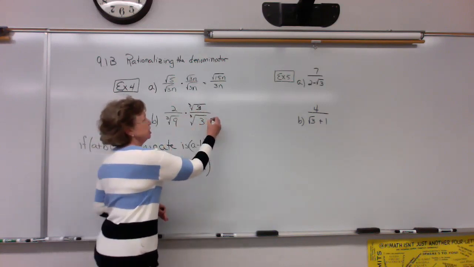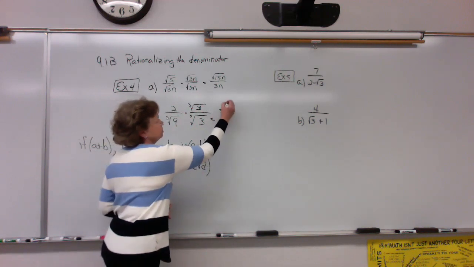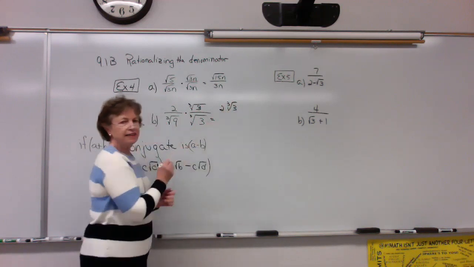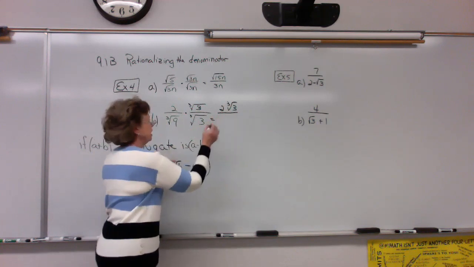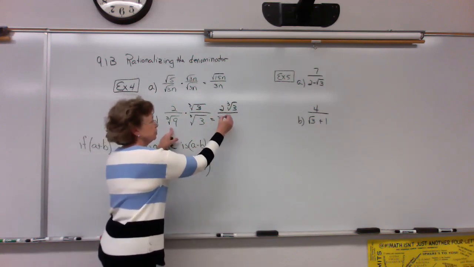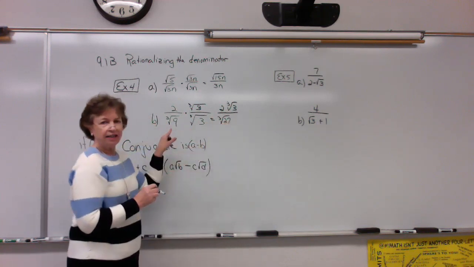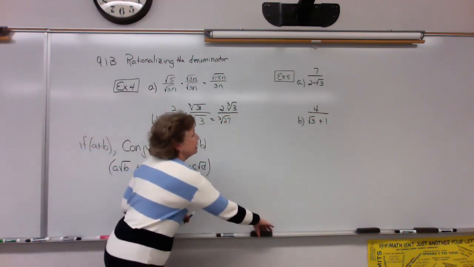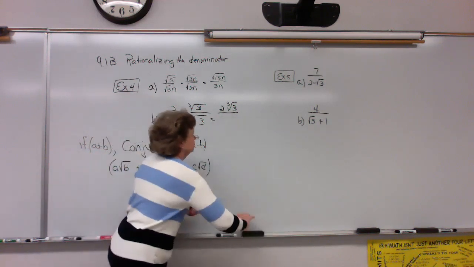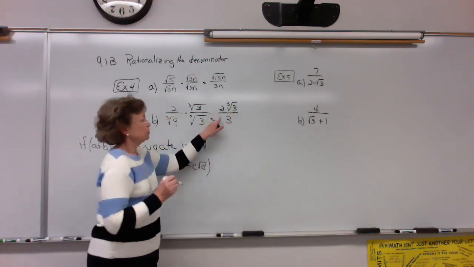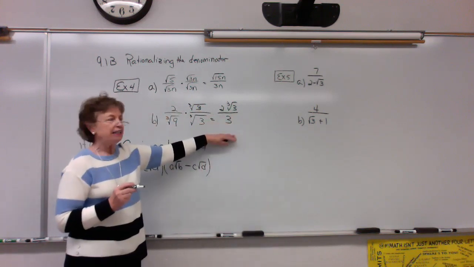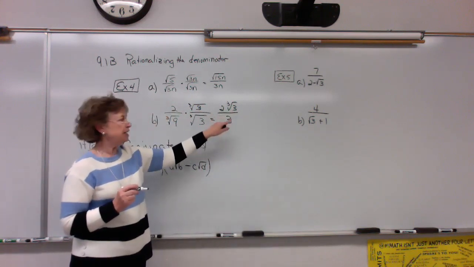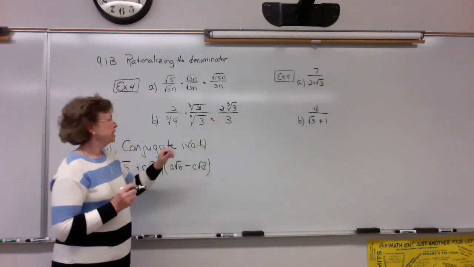When we finish, or on the way, we have 2 times the cube root of 3. Nothing else we can do with that numerator. In the denominator, I now have the cube root of 27. And we know that the cube root of 27 is just 3. 2/3 doesn't reduce, and so my final answer is 2 times the cube root of 3 all over 3.